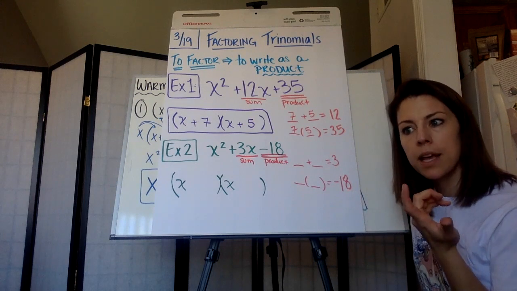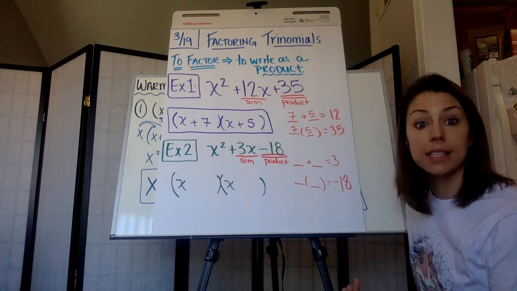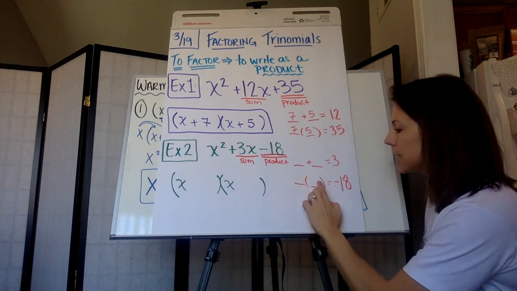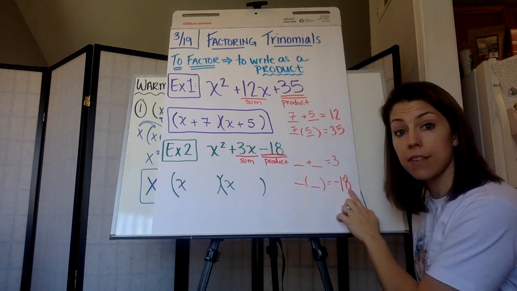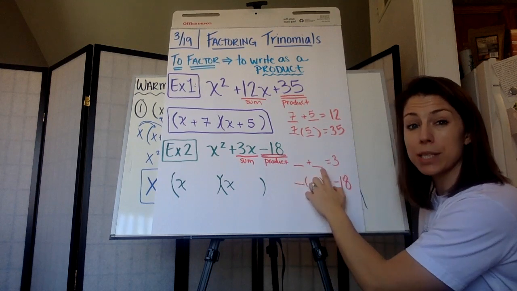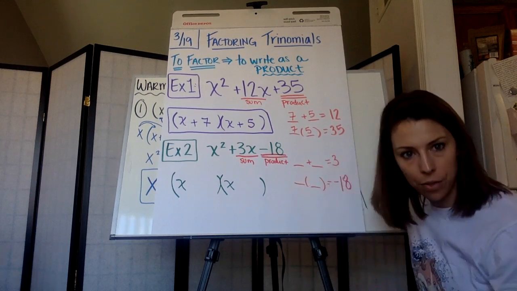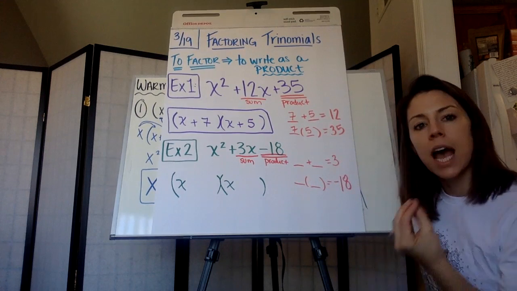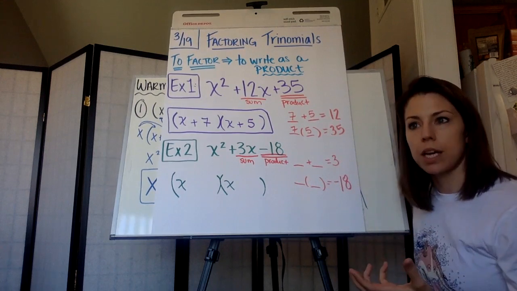What about -6 and +3? Well, if it was -6 and +3, that equals -18. But -6 plus +3 is -3. So I feel like we're really close. How could we make it +3?